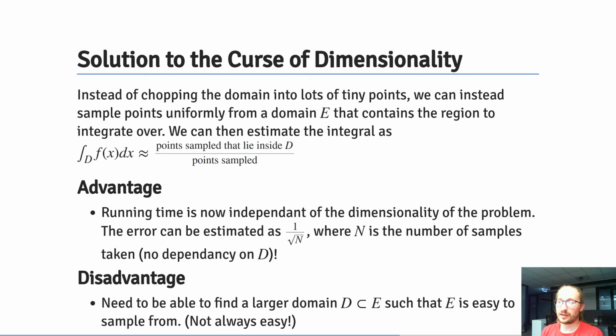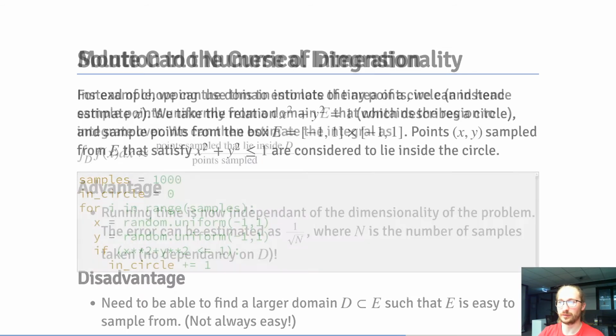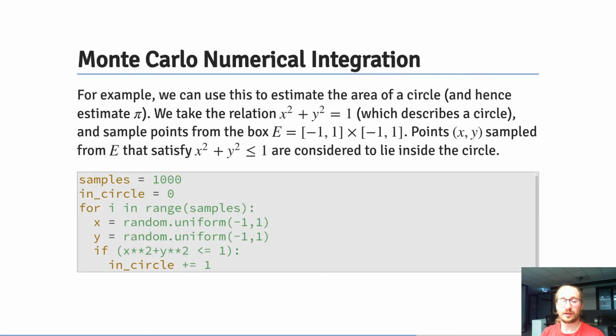The downside here is that we need to be able to find a larger domain to sample from. Usually we just take a bounding box, but sometimes it can have its own problems that we'll get to in a moment. So we'll do an example here. The example I just mentioned, we want to estimate the area of a circle of radius 1. Of course, the area of a circle is pi r squared. R is 1. We're essentially estimating pi.